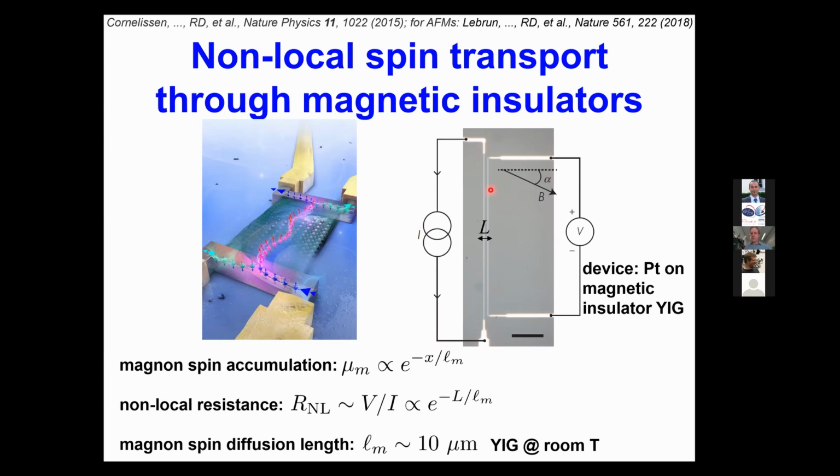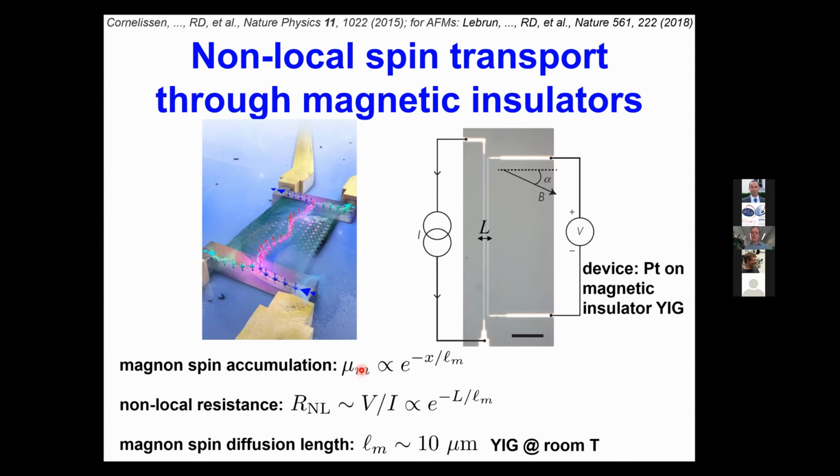These are the platinum strips. You drive a charge current here, and detect a voltage there, and this allows you to define a non-local resistance as a ratio. This non-local resistance decays exponentially, which is a measure for the spin diffusion length, now not of the electrons, but of the magnons in the magnetic insulator. One way to think about it is in terms of a non-equilibrium magnon spin accumulation.